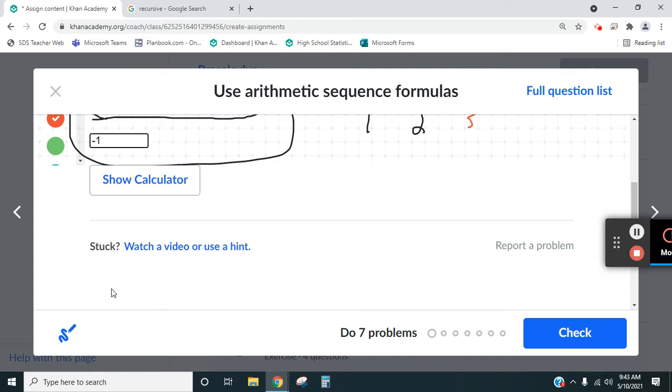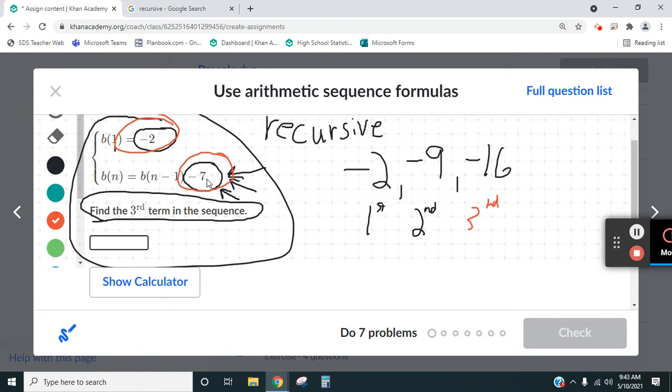Wouldn't it be -5? What? It starts with -2 and goes down to -7. No, you subtract 7 every time. -2 minus 7 is -9. Okay.